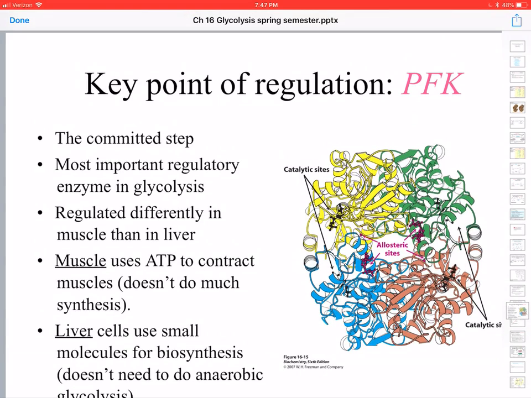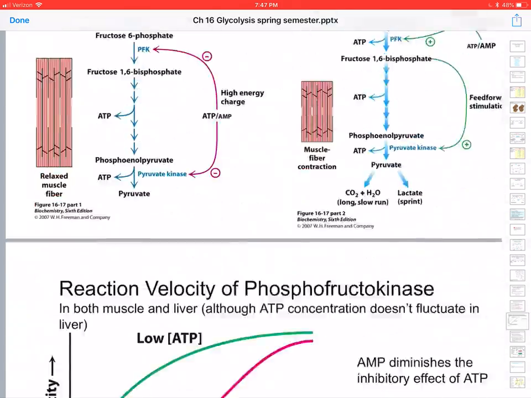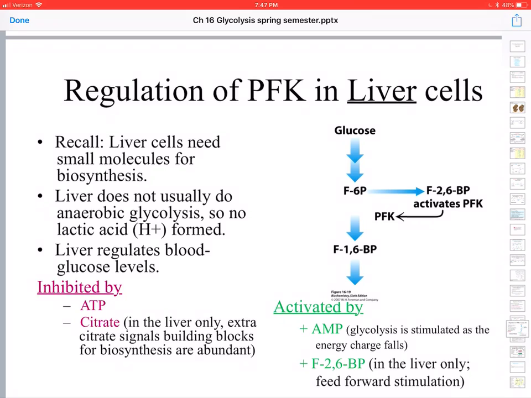Okay, so here's the phosphofructokinase again with its allosteric sites where ATP binds, but the catalytic sites also where ATP binds. So, regulation of PFK in the liver cells. Recall, liver cells need small molecules for biosynthesis. Liver does not usually do anaerobic glycolysis, so there's no need to monitor the pH or have the pH change the activity of PFK. Liver regulates blood glucose levels.